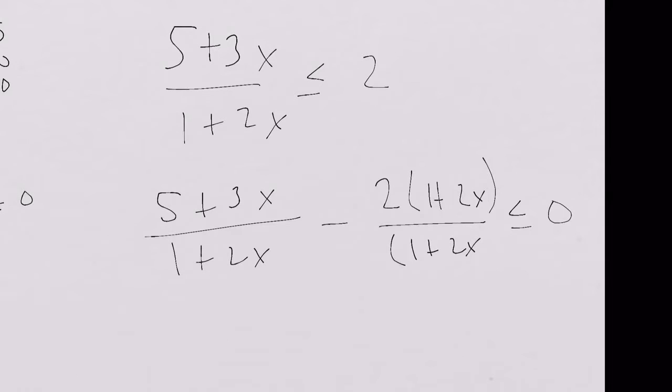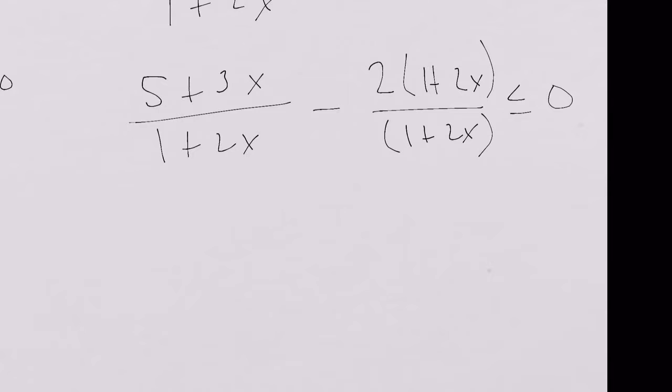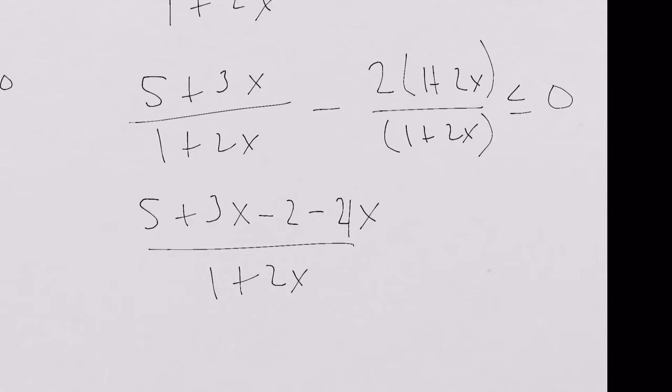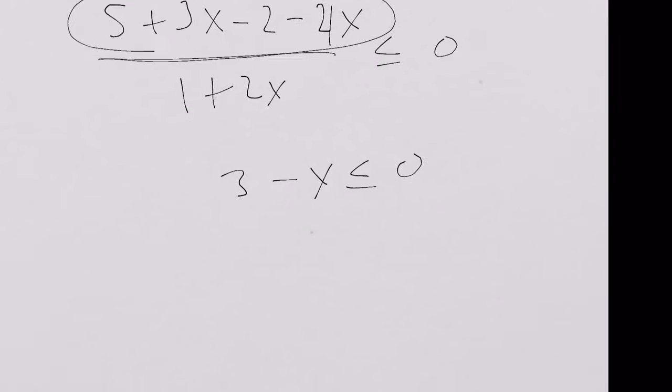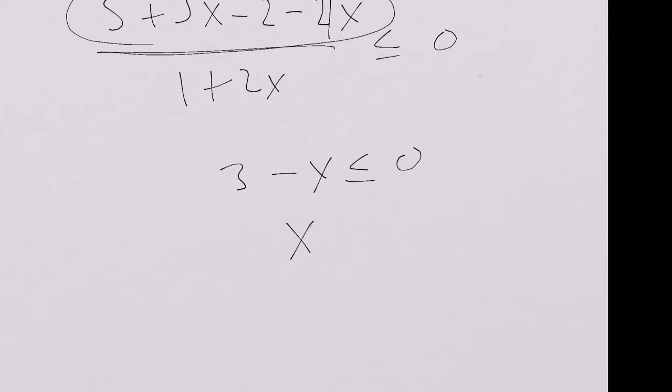Because I subtracted the 2 over, I have 0 on the right-hand side. So now, what I'll have is 5 plus 3x minus 2 minus 4x all over 1 plus 2x less than or equal to 0. Well, this thing's going to be equal to 0 when that numerator is equal to 0. So when I look at that, this will find one of our values. I get 3 minus x is less than or equal to 0. And then subtracting 3, and then dividing by negative 1.